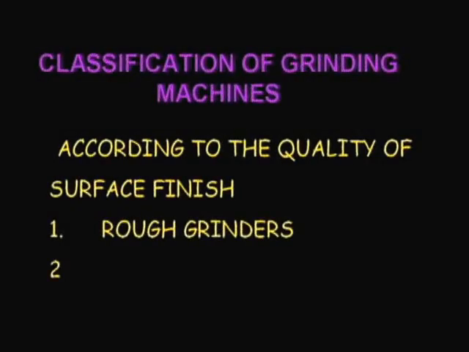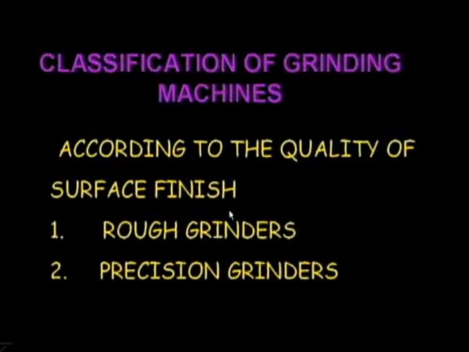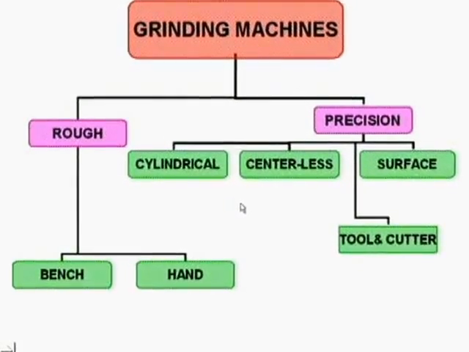Now let us go for classification of grinding machines. The classification can be done based on the operations or methods. According to the quality of surface finish, what is the grinding finish we need? Rough grinders and precision grinders. In rough grinders, the only thing we need is the amount of stock removal, but there is no question of accuracy, whereas in precision grinders, accuracy is needed along with the surface finish. Accuracy is also important.